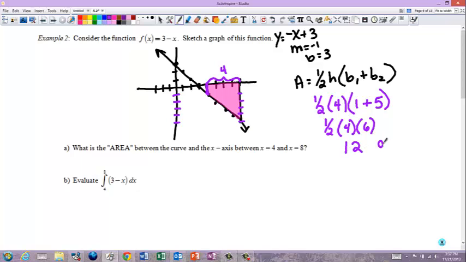An area is always positive. I think that just goes against what I said a minute ago. I mean, you could have a negative integral, but you can't have a negative area. It says evaluate the integral from 4 to 8 of 3 minus x. It is negative 12 because it is below the x-axis. If the area is below the x-axis, it's a negative integral. If it's above the x-axis, it's a positive integral.